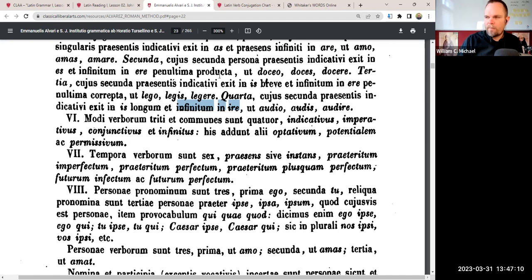So -ire. And we have a sample verb, audio, and you can see the ending with the I in it, -io. And then audis is the second person with the I in it. And then audire is the infinitive form with -ire. So you can think of this simply, and I'm going to type this just so you can see it.